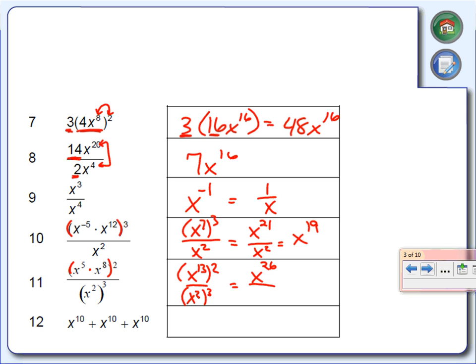26. Same thing at the bottom. If I multiply those two exponents together, we get 2 times 3, which is 6. And now we're dividing, so now we can subtract those exponents, and 26 minus 6 is 10. With x to the 10th power.